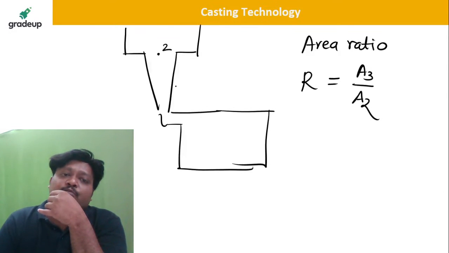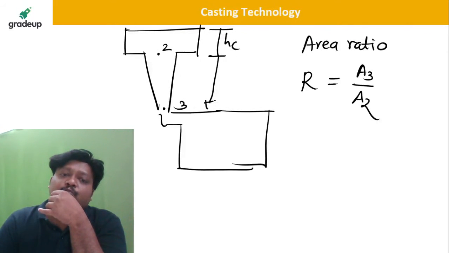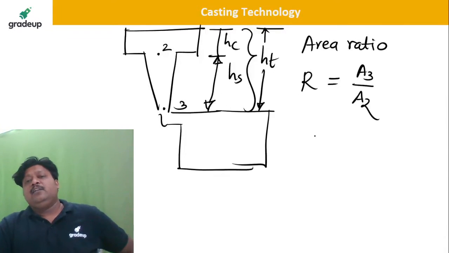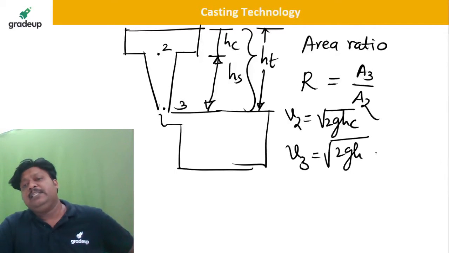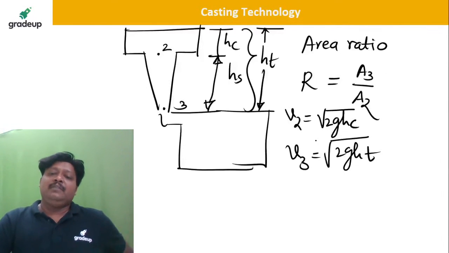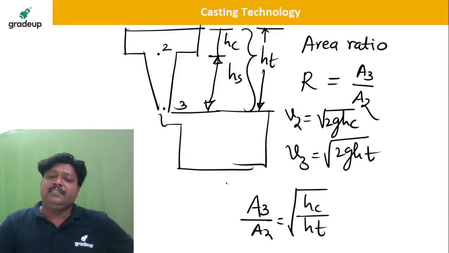This is point 2, this is point 3, the base of the sprue. Here the molten metal is here, this is the cup height, this is the sprue height, and the addition of these two gives us the total height HT, that is the total head available for point 3. You know that velocity at point 2 is root over 2g hc, and velocity at point 3 is root over 2g ht. From that, dear students, we get a very famous formula: A3 divided by A2 is equal to root over HC divided by HT. That is very well known.